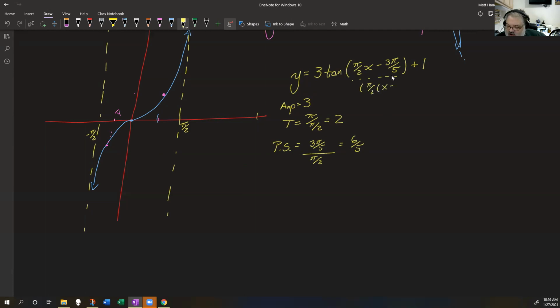And well, how do you factor pi over 2 out of that? You divide it and you'll get 6/5. So it's whether or not you're trying to divide it up in the equation or trying to divide it separately. You're still having to divide out the compression factor to isolate the phase shift. And we still have a nice lift or vertical shift of 1.